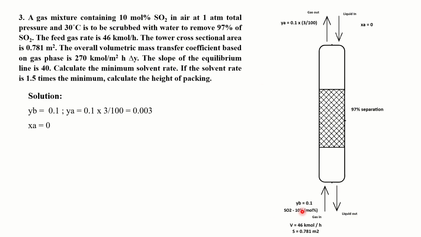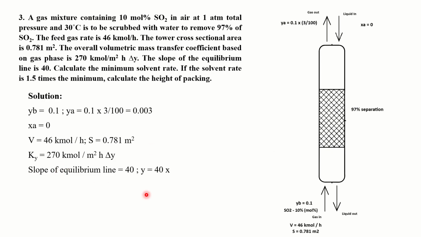The gas inlet stream flow rate is 46 kilomole per hour, and the area is 0.781 meter square. Then the volumetric mass transfer coefficient and the slope of the line are given. We are asked to find the minimum solvent rate, and the solvent rate is 1.5 times the minimum. If it is so, then how much is the height of packing? So one by one, let's see. Let us write down the given data.